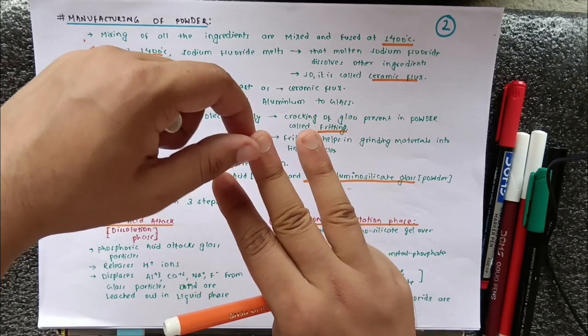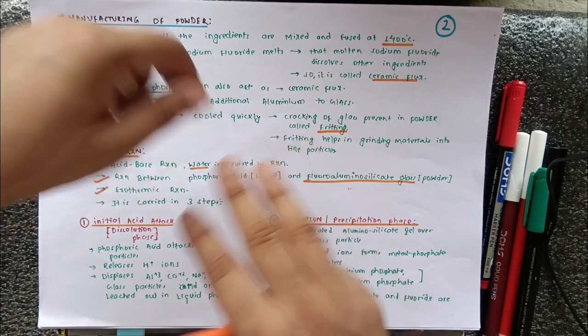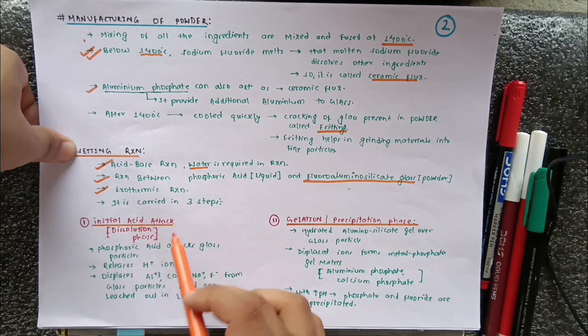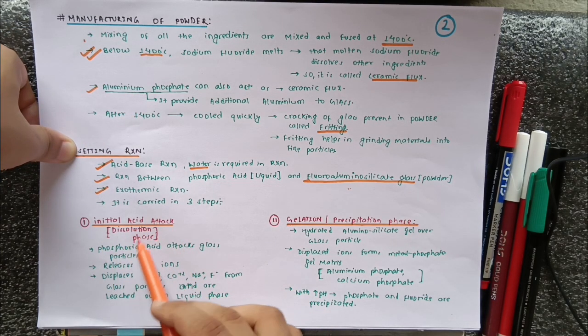Three steps that are causing the setting reaction of this silicate cement. Our first step is the initial acid attack stage. In this stage, this is also called the dissolution phase.